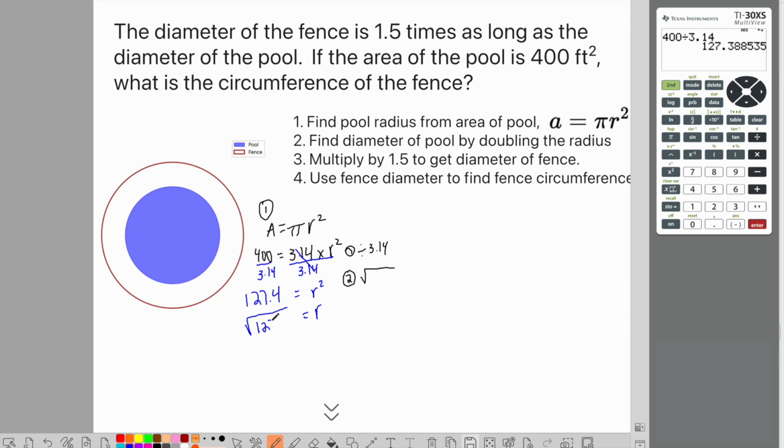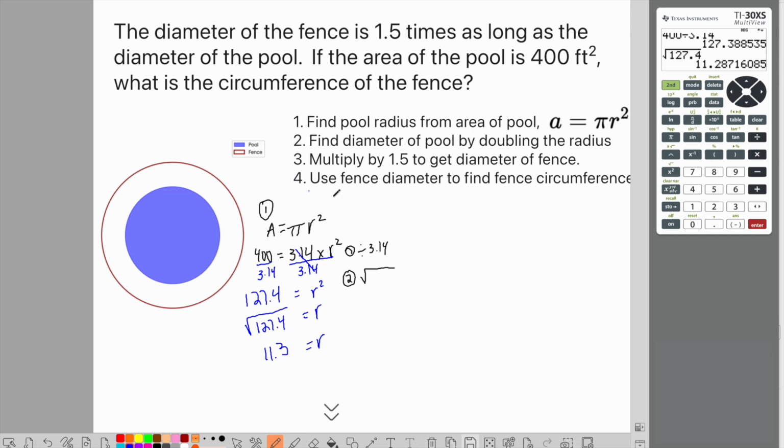So we're going to put this in the calculator, the square root of 127.4. If you can see me hovering over here, that is the square root button. So it's the green letter, and we have to hit that green button first, then this button. Now we've got our square root symbol. Now we can put in 127.4 and we get, let's call it 11.3. The radius is 11.3, just rounding to the nearest tenth there.